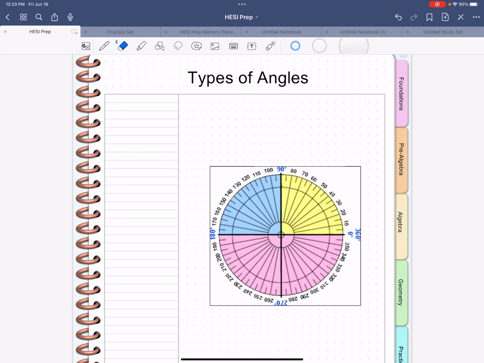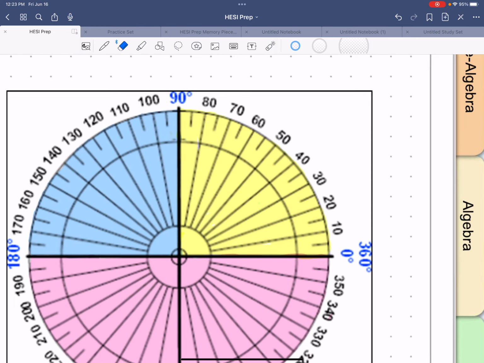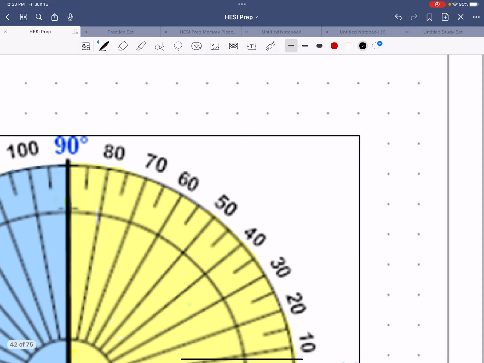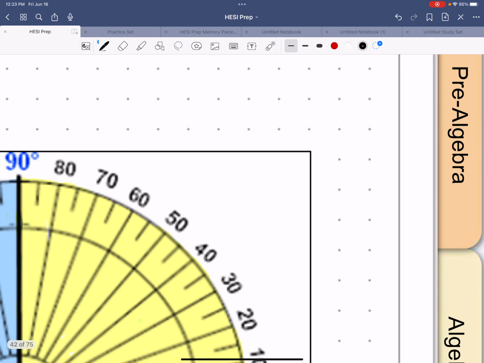Okay, there are 5 types of angles that you need to know. And we'll start with this yellow section. You can see that this is colored from 0 up to 90. So let me get some space over here. This is the acute angle section. So acute angles measure 0 degrees up to 90.